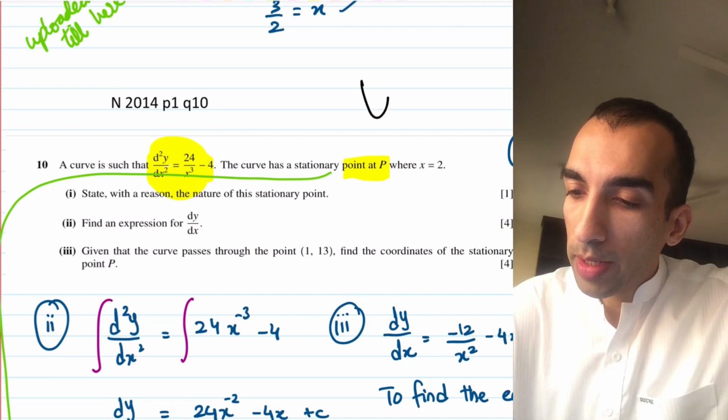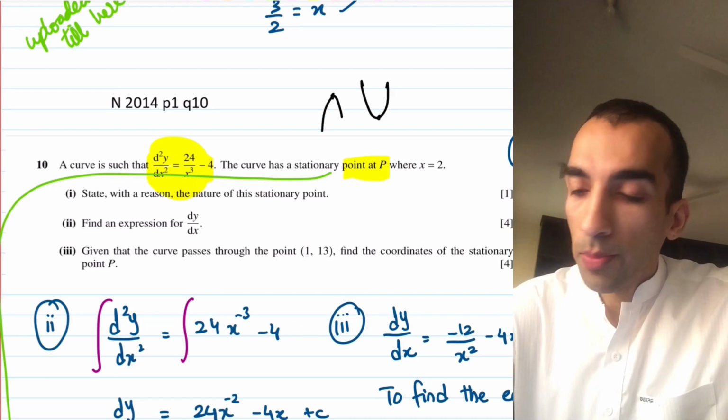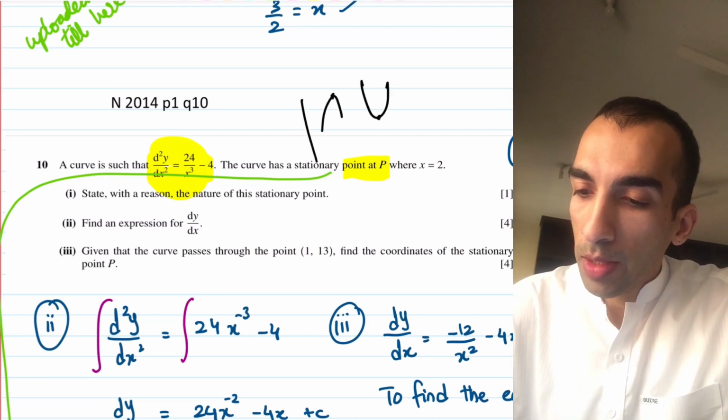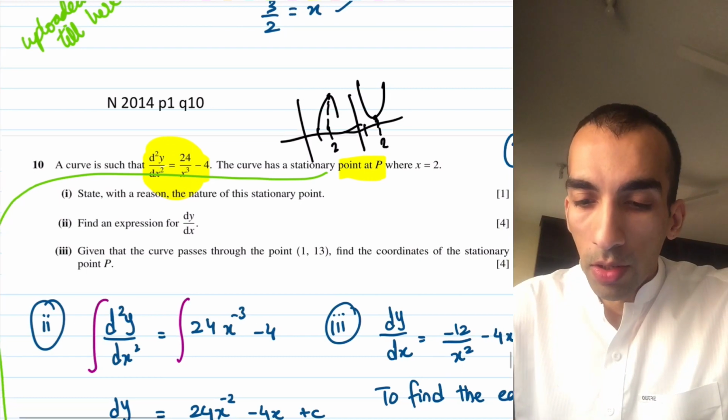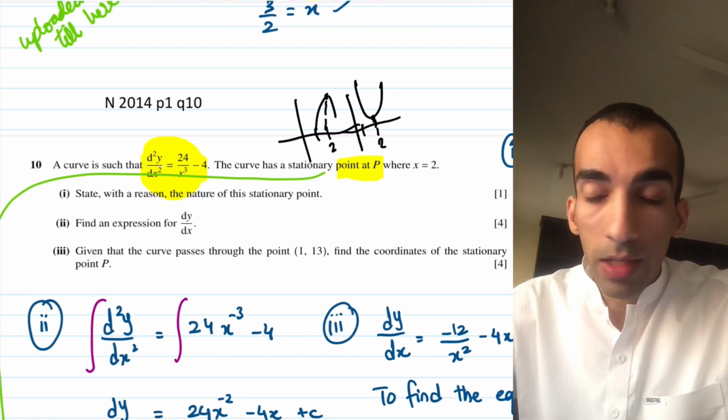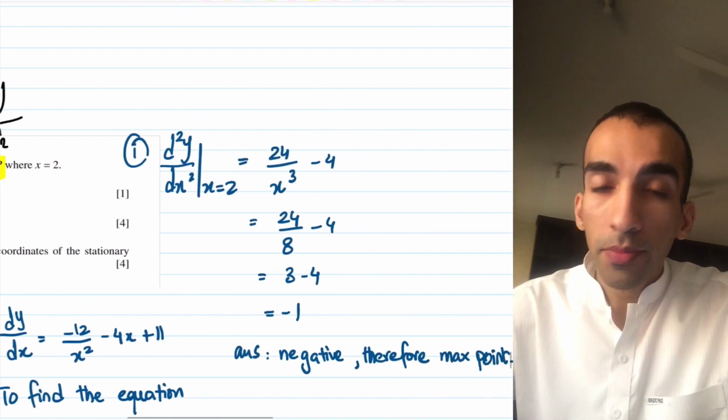Stationary point का क्या मतलब है कि it's either a maximum or a minimum point when x is equal to 2. x की वैल्यू यहाँ पे 2 है, या अगर ये कर्व है तो यहाँ पे 2 है. State with the reason the nature of this point, कि ये maximum या minimum point है. What do we do for that?